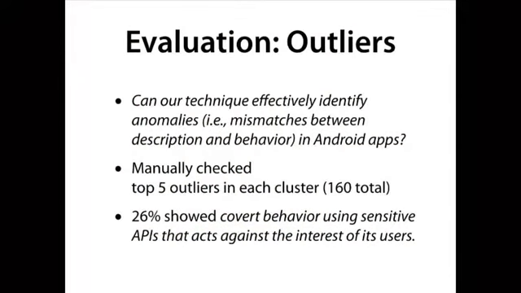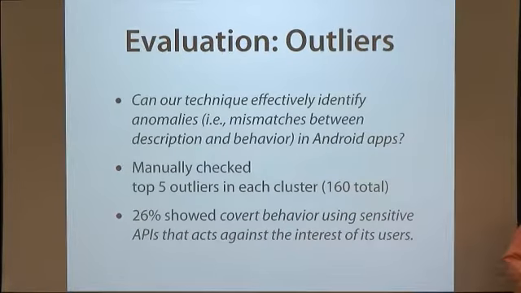This was fun work because you get to see a lot of apps this way. So what we did was a simple thing. In each of our 32 clusters, we identified the top 5 outliers, and then we looked at them. We checked what they would actually do and how this would correspond to the description. And I can tell right away that 26% of all these outliers showed behavior that A, used sensitive APIs, B, was not advertised, and C, acts against the interest of its users, such as, for instance, accessing sensitive information, propagating this without being advertised in any place.